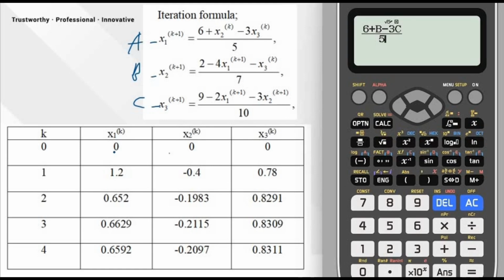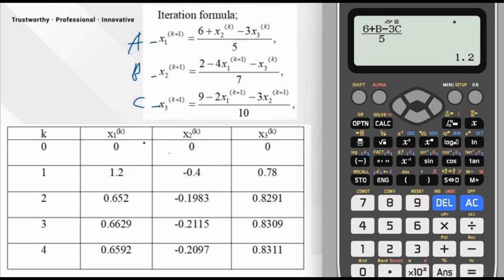Now if you look here, how do we get 1.2? We press the CALC button. For this one we refer to the values of B and C, which are x2 and x3. Here it is stated as 0. So 0 equal, C also 0, equal, press equal again, so we will get 1.2. That's why here we got 1.2.